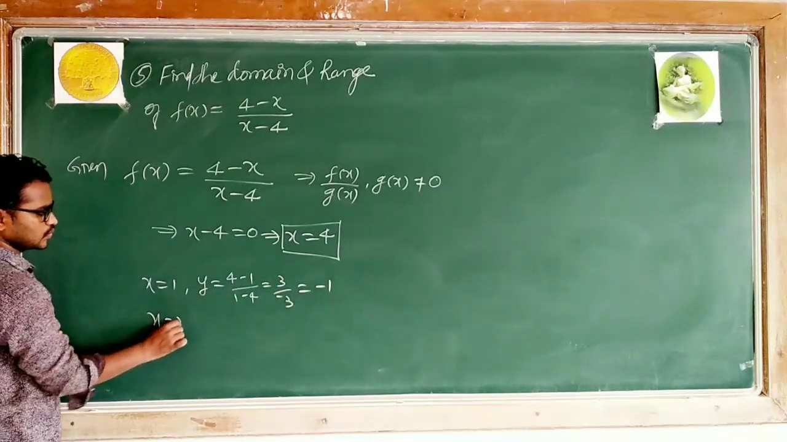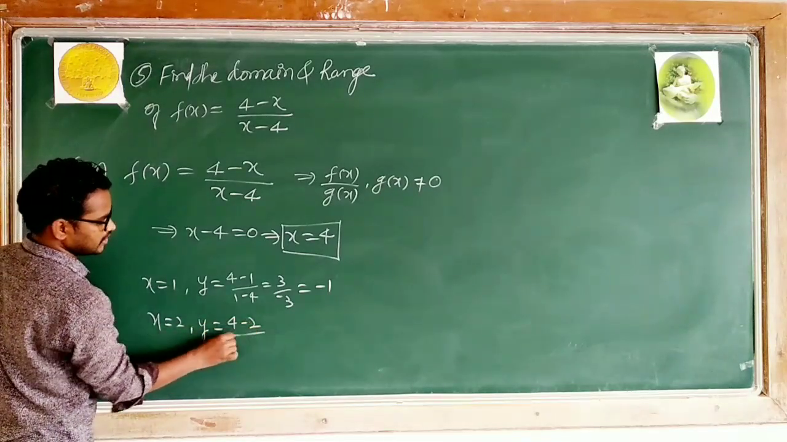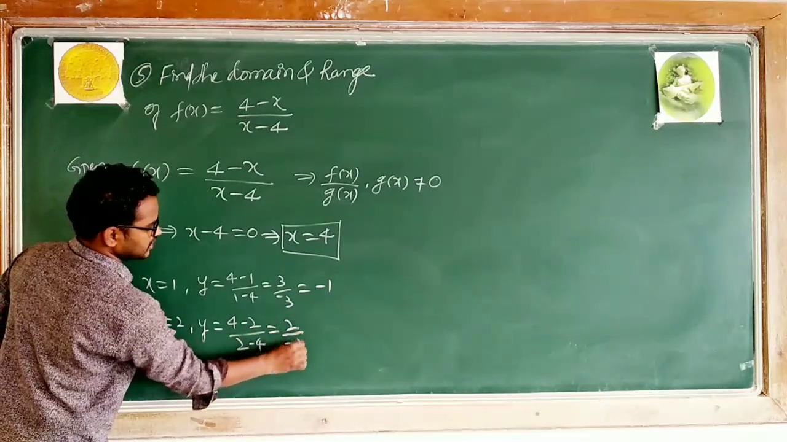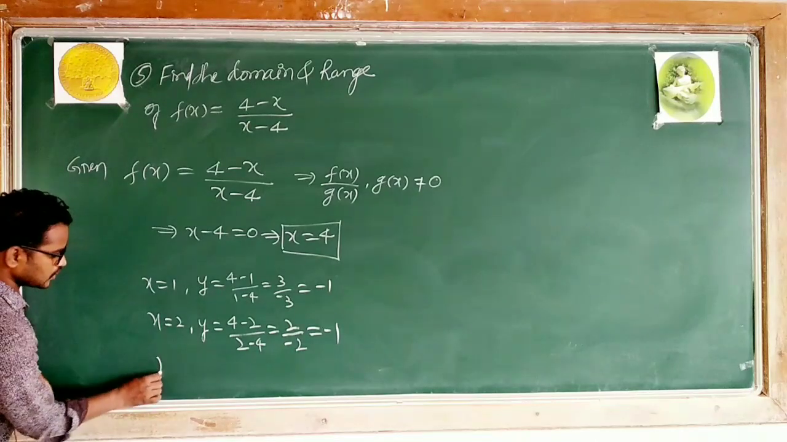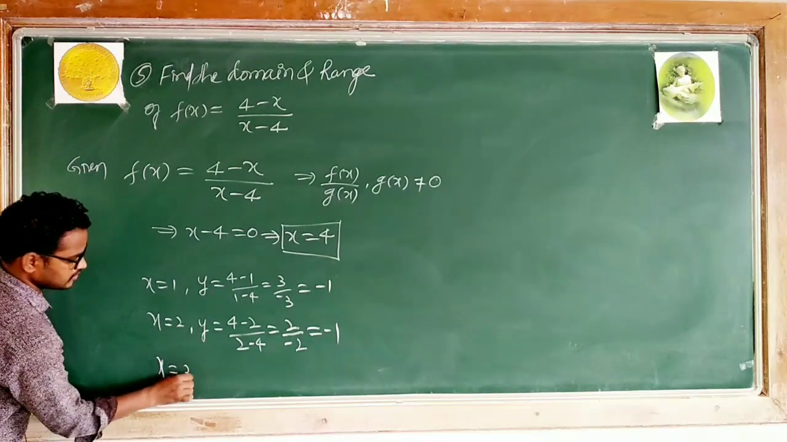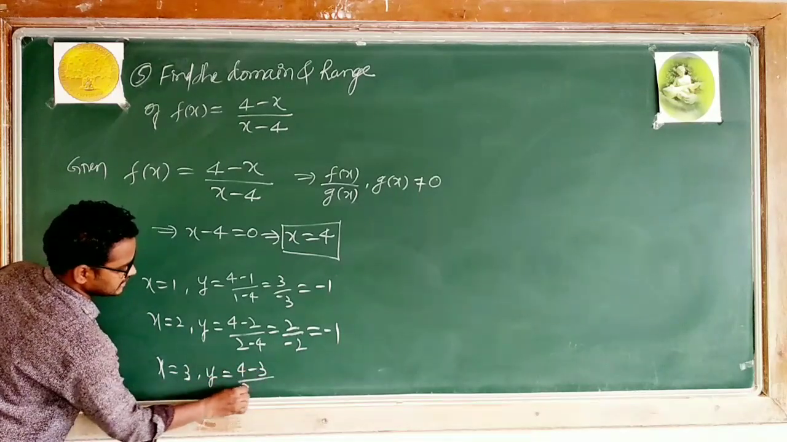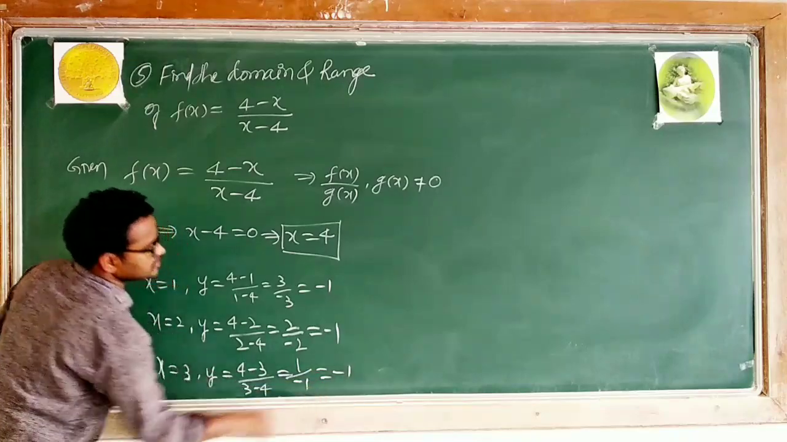X is equal to 2. I can take y is equal to 4 minus 2 divided by 2 minus 4. What happened? Is it 2 divided by minus 2? Again minus 1. If it is 3, you can take x is equal to 3. Y is equal to 4 minus 3 divided by 3 minus 4. What happened? 1 divided by minus 1. Is it minus 1? Yes.